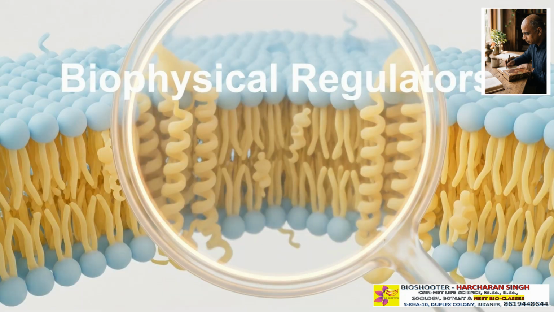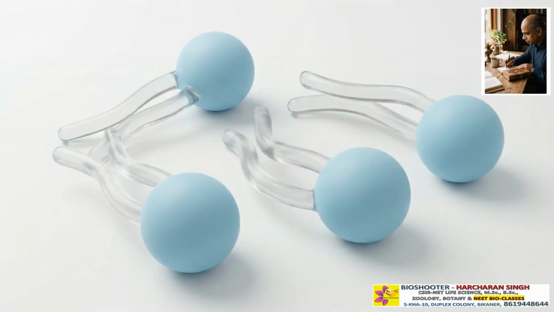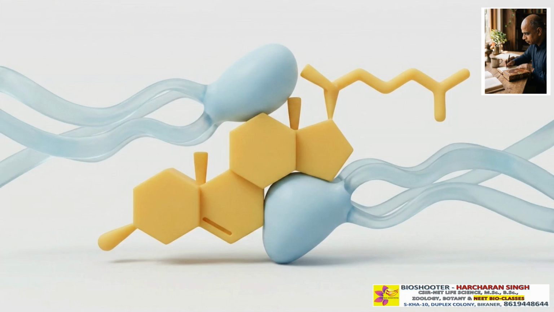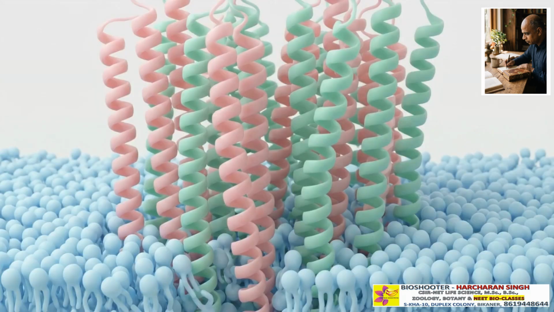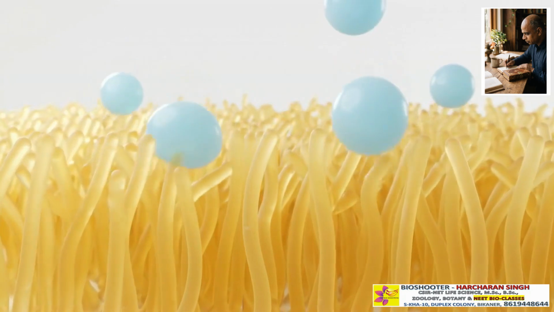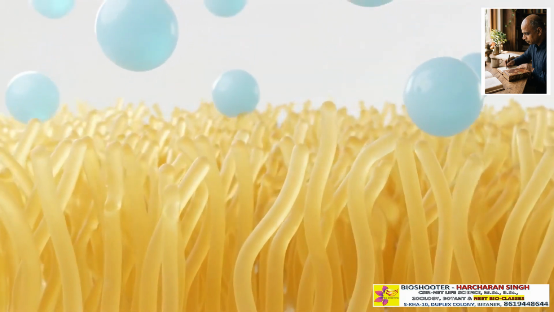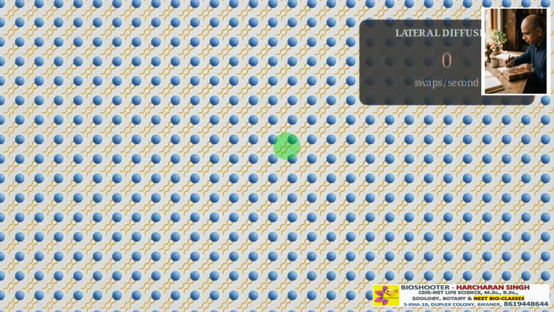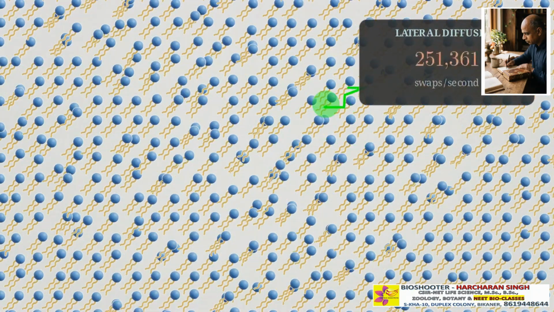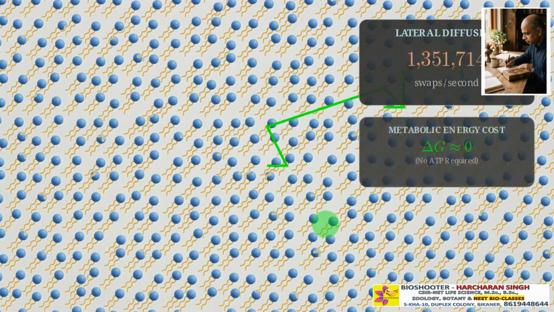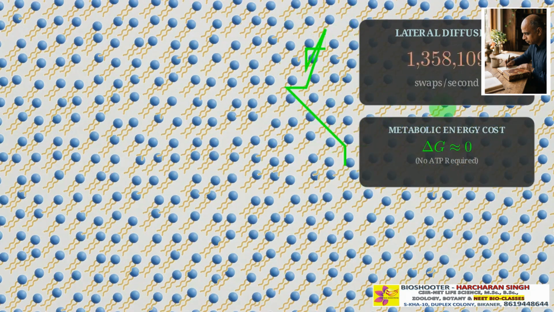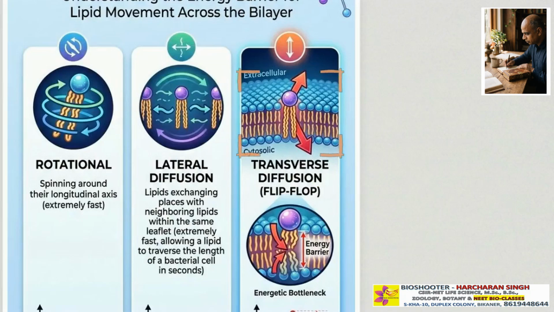To understand how a cell manages this liquid boundary, we have to look at the three forces at play: the physical movement of lipids, the chemical modifiers that control fluidity, and the embedded protein machinery. Because the lipids are held together by hydrophobic exclusion rather than rigid bonds, they are in constant motion. They exchange places laterally with their neighbors millions of times per second, a process that requires almost zero metabolic energy to maintain. Moving a lipid from one side of the bilayer to the other is a different story.